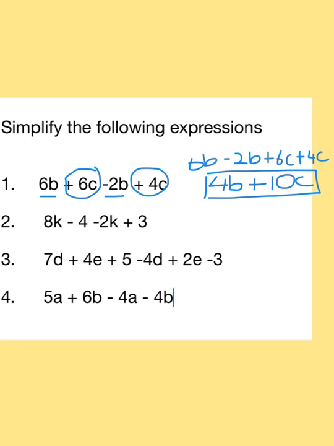Second question. You can see here we have 8k minus 2k, which is going to give me 6k, and I have a minus 4 and a plus 3. From integers, we remember that minus 4 plus 3 gives me minus 1.